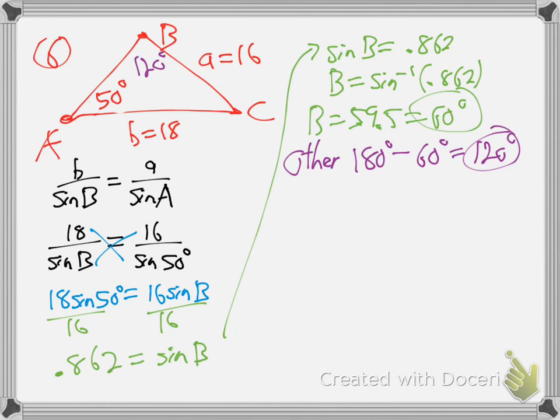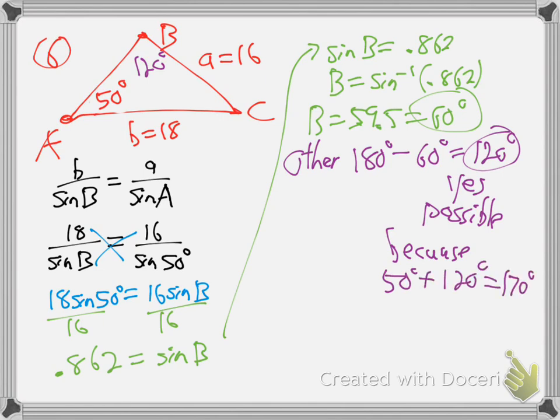That's making sense? Two possible triangles. Yes, it's possible, because 50 plus 120 is 170. The total is under 180, so it's definitely possible. That means there are two triangles we have to figure out.